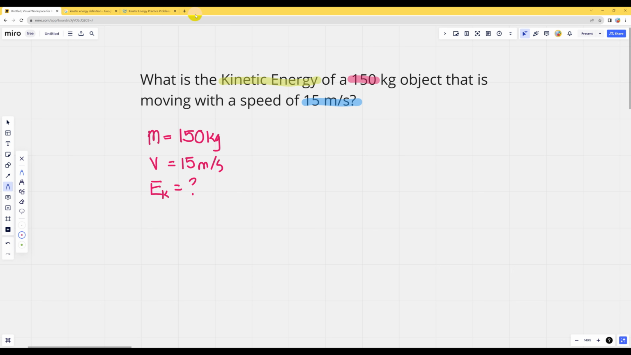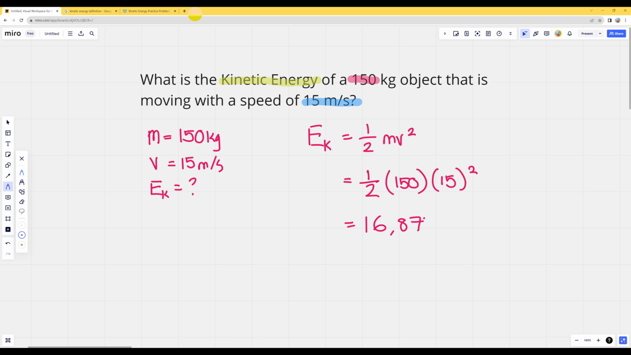So let's write down our formula again to see what numbers we can plug into it. Our formula is Ek is equal to 1/2 mv squared, and we know that our m is equal to 150 and v is equal to 15, so we do have a sufficient amount of information to look for our kinetic energy value. Now we just have to do the math and type it all into our calculator. After doing that, we get an answer of 16,875. And our unit is going to be joules.